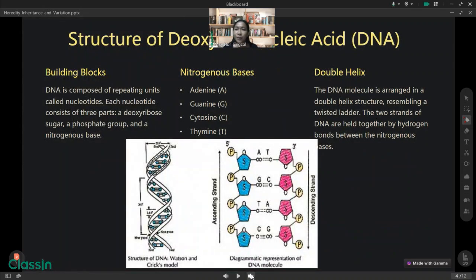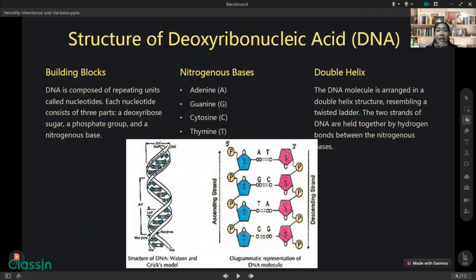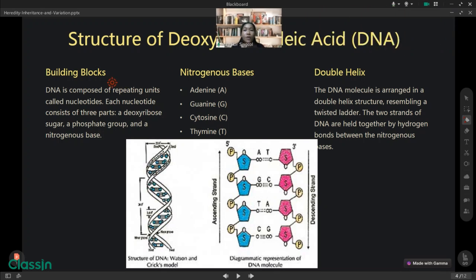Okay, so the structure of deoxyribonucleic acid, or the DNA. First, let's have the building blocks. What are the building blocks, or unsa man jud ang foundation sa DNA? DNA is composed of repeating units. When we say repeating, nagabalik-balik lang nga unit. Same lang yun siya ang naadira but ginabalik-balik lang para maka-form siya og building blocks sa DNA. These repeating units are called nucleotides.